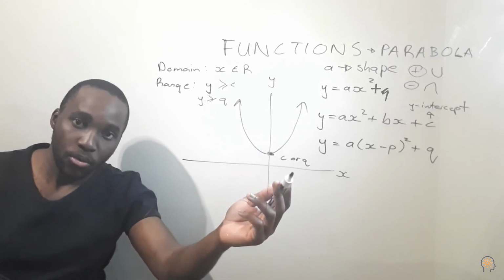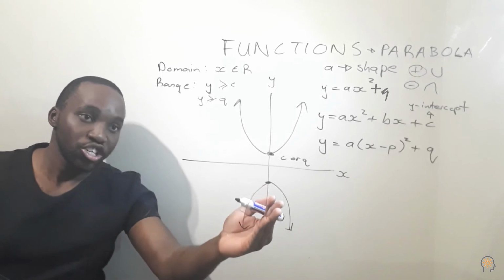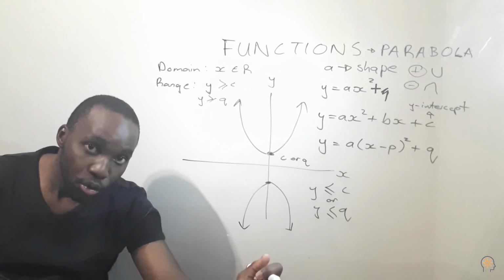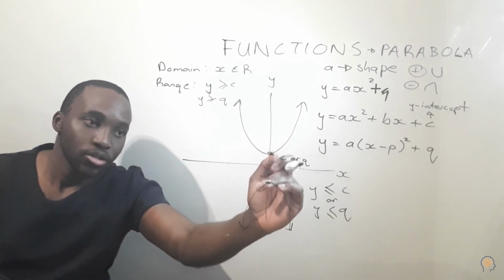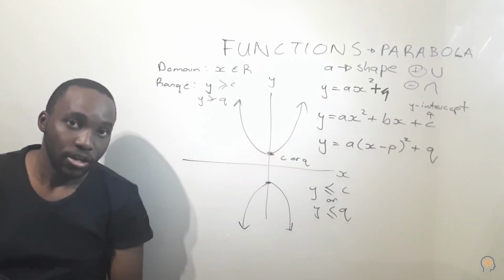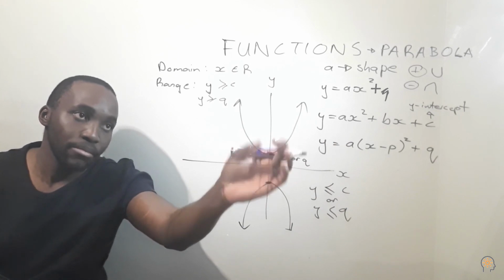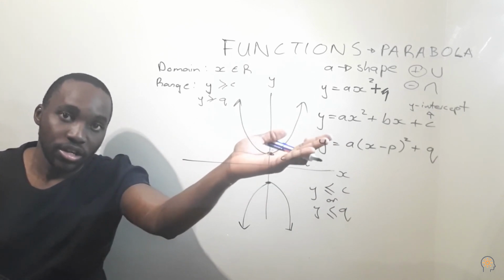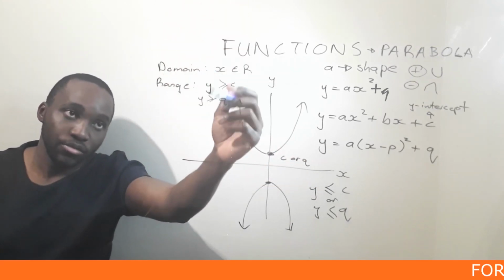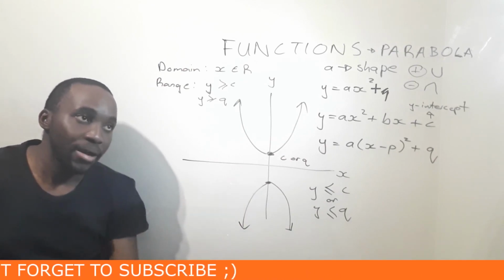If you had a frowning one, something like this, then your range here, you would need to say y is smaller or equal to c, or y is smaller or equal to q, depending on what your q value is and depending on what your c value is. So this all depends on your turning point. We said if it's a positive parabola, just look in terms of where you see the graph starting, where the graph turns, and which direction it goes. That will give you your range. And same if it's a frowning graph, you just need to keep stuff like that in mind.